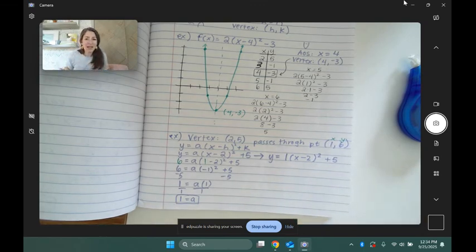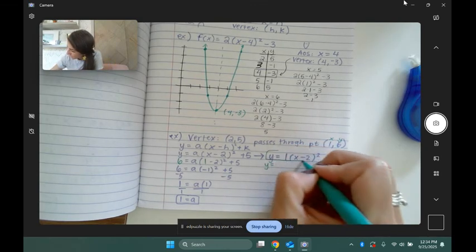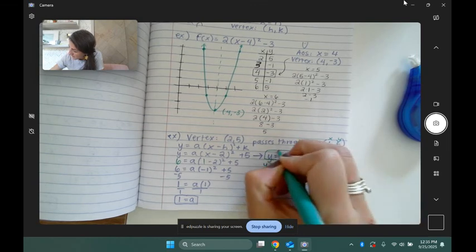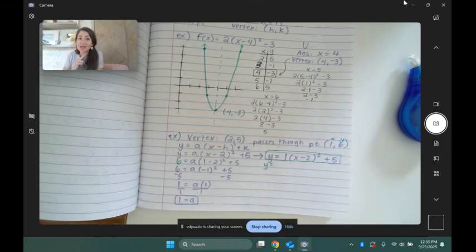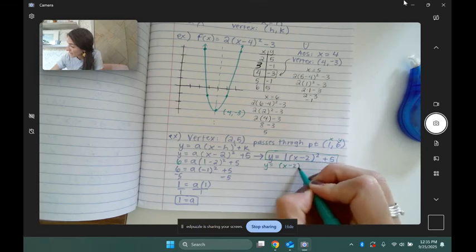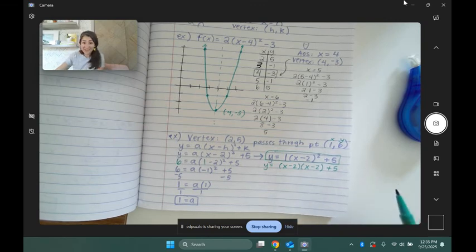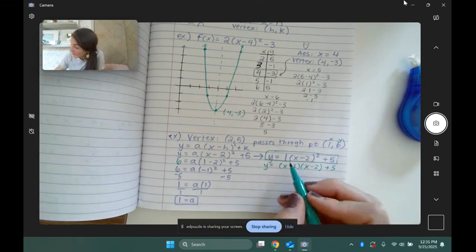And then let's say as a challenge, the directions say, write my answer in standard form. Standard form means no parentheses, so I've got to simplify this. So this is vertex form. This is perfect vertex form. But in order to get it into standard form, I need to multiply. So (x minus 2) times (x minus 2) plus 5. We're going to use my distribution property here.